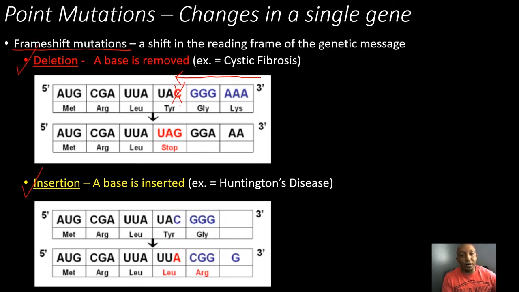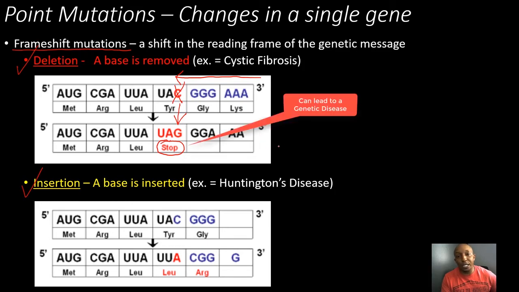And if we go down, let's take a look and see what happens as a result of this deletion. Instead of it being UAC, it is now UAG, which codes for stop. And remember, like we said earlier, this premature stopping of making this protein causes glycine and lysine not to be formed. And so instead of having a full protein, now we have a protein that is not fully developed, and this is what leads to a genetic mutation.